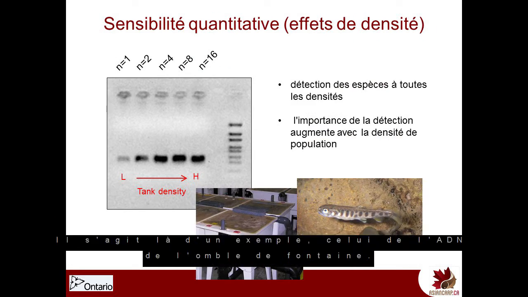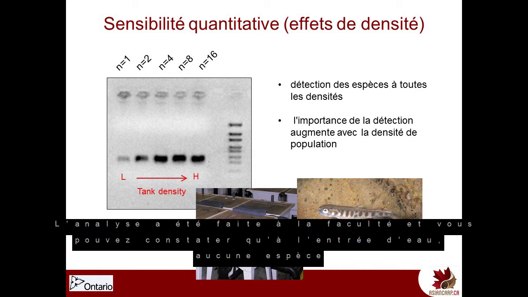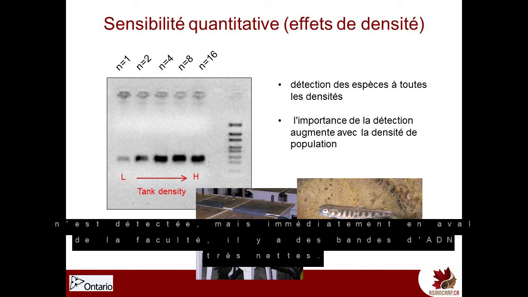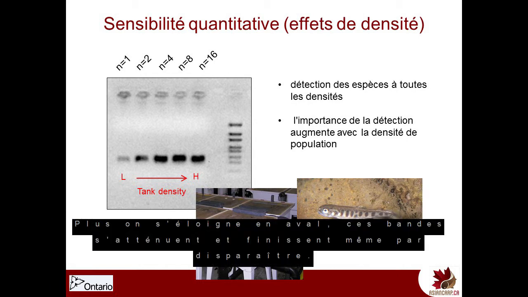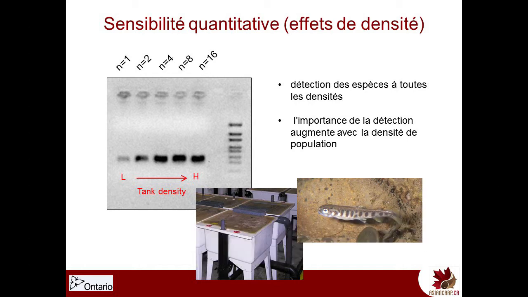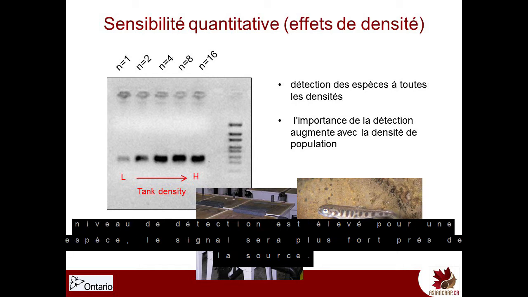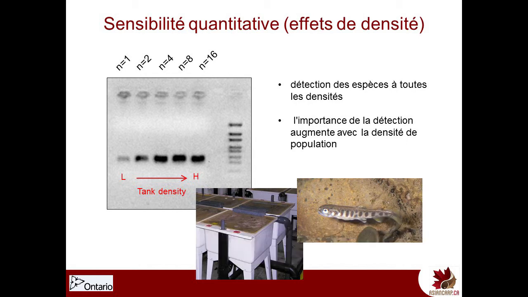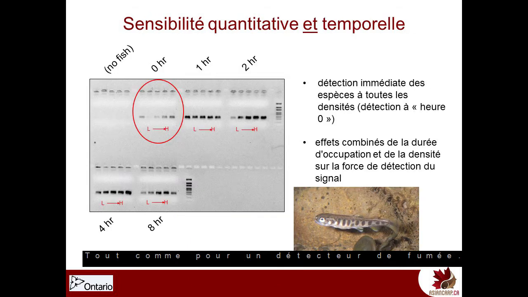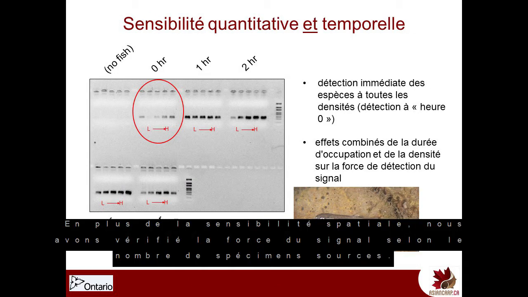So this shows one example. In this case, this is DNA from brook trout that are held at the facility. And you can see for the inflow, we don't get any species detection. But immediately downstream of the facility, there's very strong DNA bands. And as we move farther and farther downstream, those bands get fainter until they disappear. So by 2 kilometers downstream, we no longer have that signal. And what this tells us is when we get detections for the species we're interested in, that signal will be stronger the closer you are to the source. And again, it's very much like the smoke detector in your home. So we have spatial sensitivity.